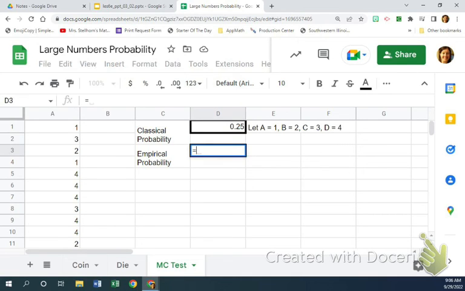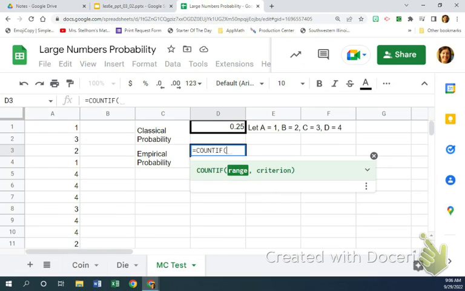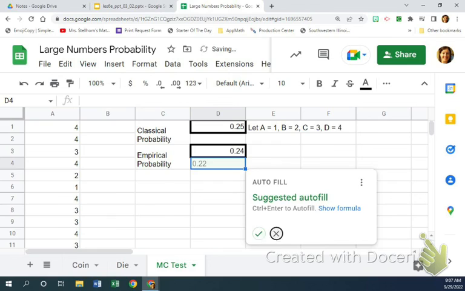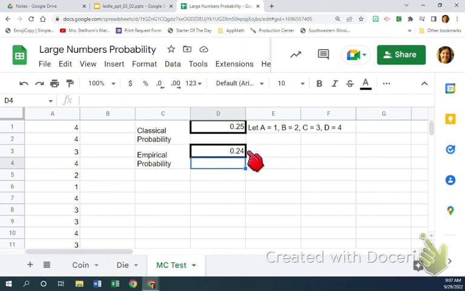After copy and pasting, we got most of our class saying C is what they chose. So let's see, C is number 3, so I'm going to choose 3. And then I'll divide by the 100 trials. Don't autofill. So I'm pretty close. This is a pretty close representation. And again, I can do another 100 trials to just see if I can get closer and closer to 0.25.